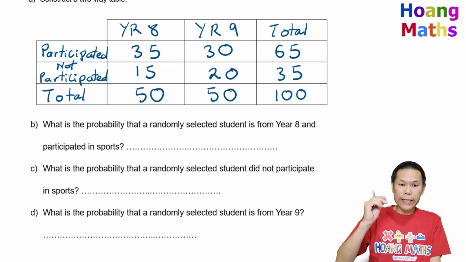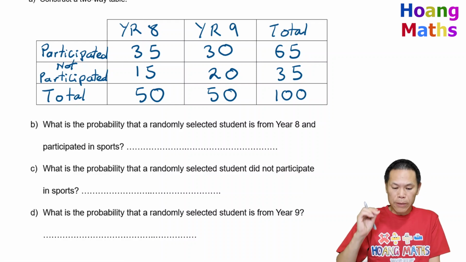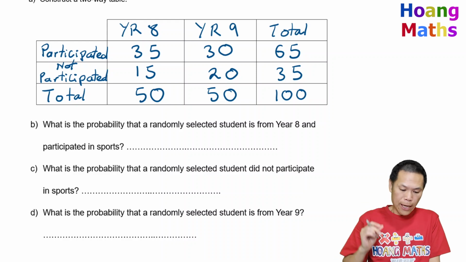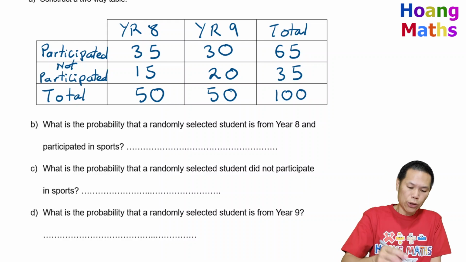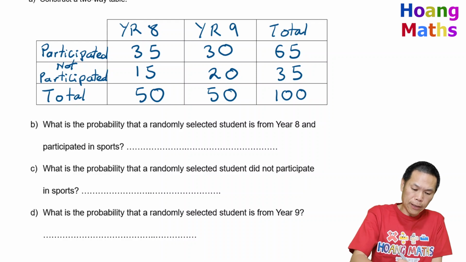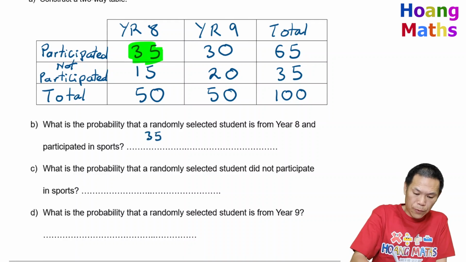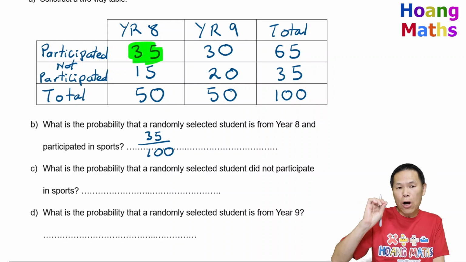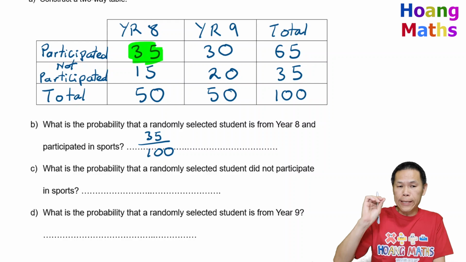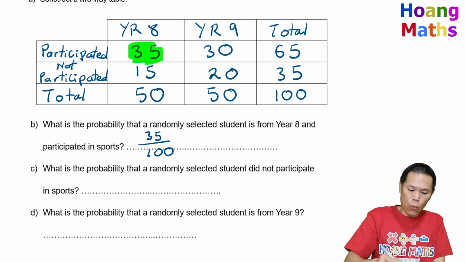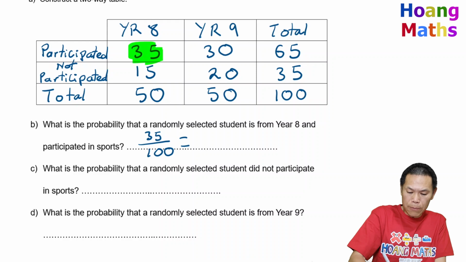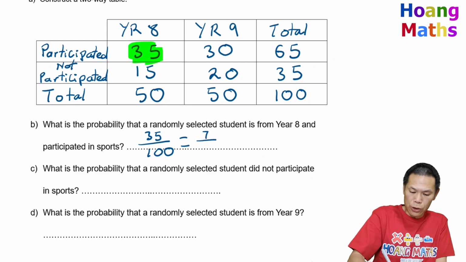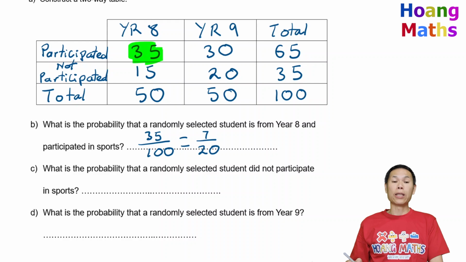Part B. What is the probability that a randomly selected student is from year 8 and participated in sport? So year 8 participated in sport is here. That is 35 out of 100. We can just put on a calculator 35 over 100, and it should give you 7 over 20. Otherwise, 35 divided by 5 gives me 7, and 100 divided by 5 is 20. So there you go.